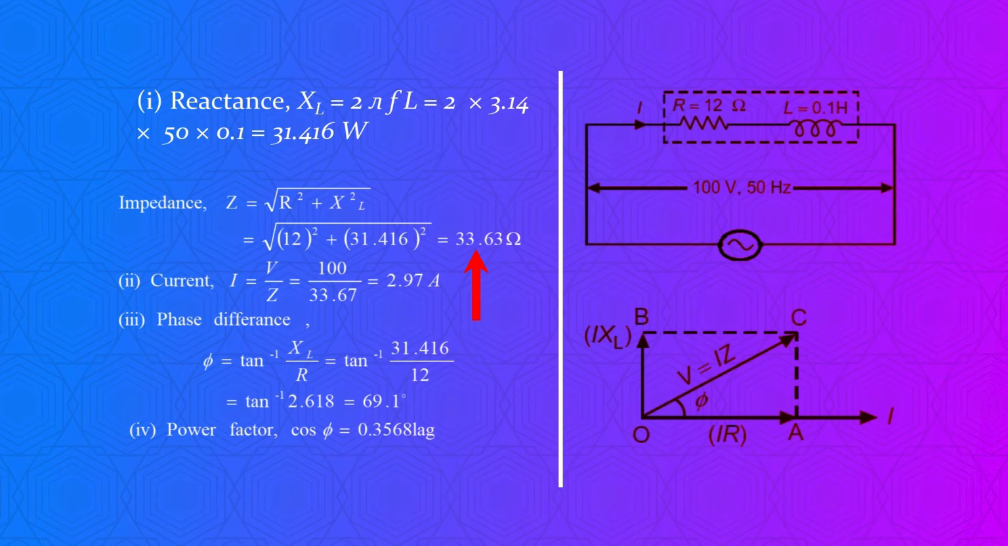After solving this expression, you will get the value of impedance equal to 33.63 ohm. Now you have to find out the current flowing through this RL series circuit. How can you calculate the value of current I flowing through this RL circuit?